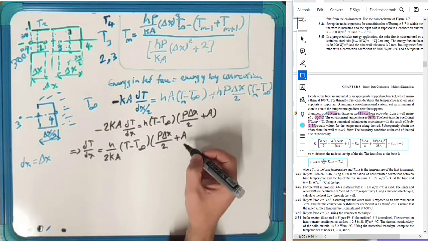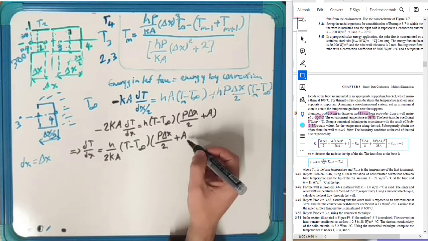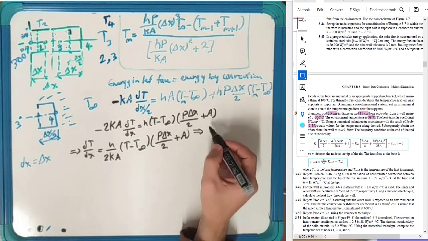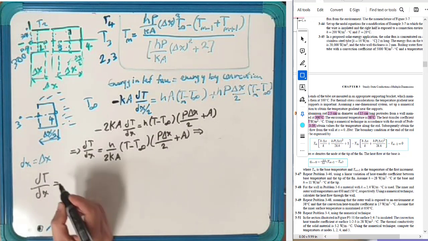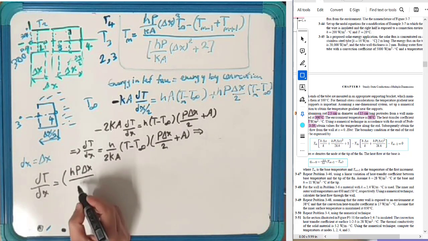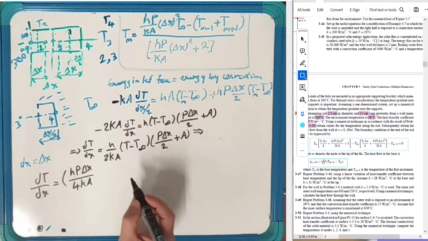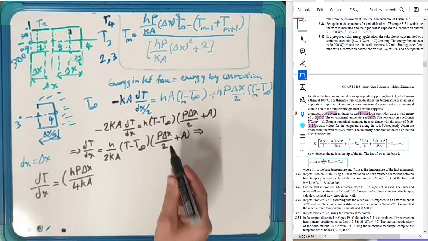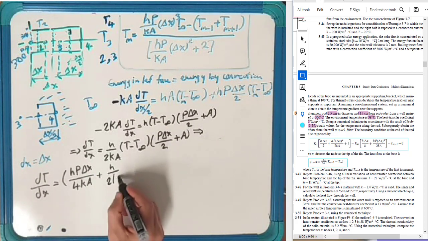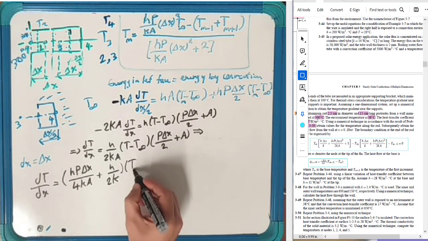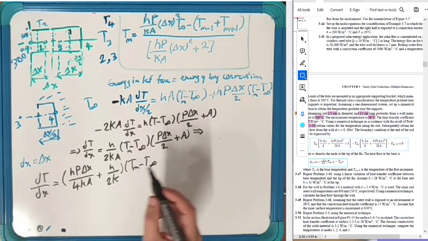Sorry, I made a mistake someplace there. Let me think. Great, correct. Then we can write it like this: dT over dx equals hP delta x over 4kA, if I multiply these terms by these two terms, it would be something like that, plus h over 2k, multiplied by (Tm minus T infinity), and this is Tm.